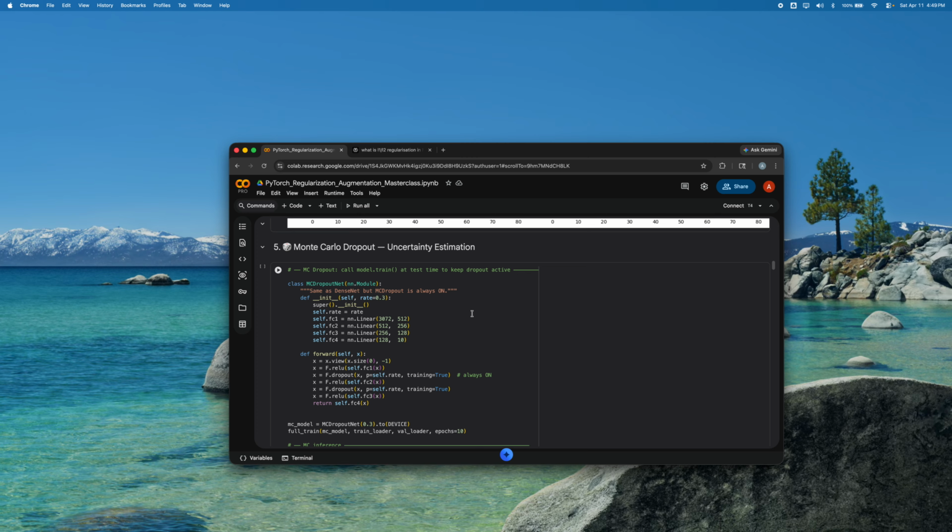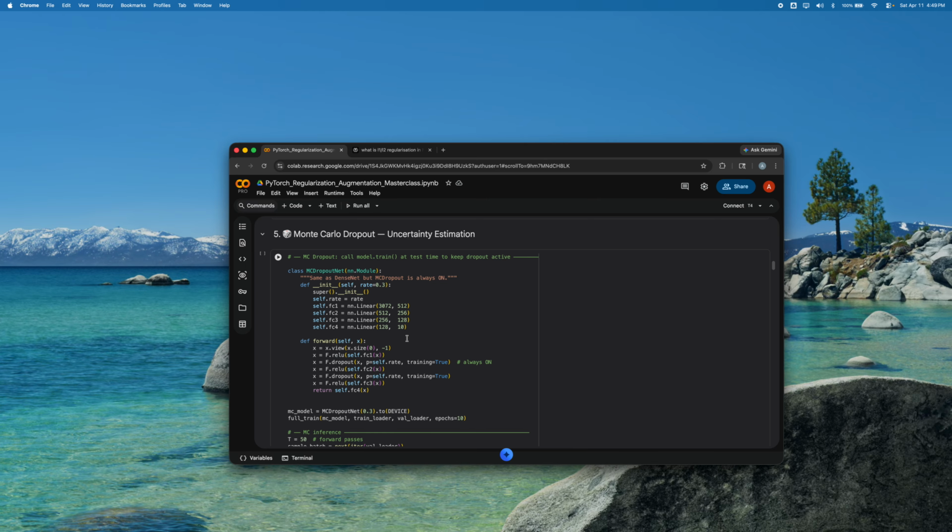Monte Carlo dropout runs the same input through the model many times. Here it is 50 passes with dropout still active, each time dropping different neurons. The spread of the predictions tells you how uncertain the model is. If the predictions are very similar across all 50 passes, the model is confident. And if they vary, it means the model is uncertain about this input.